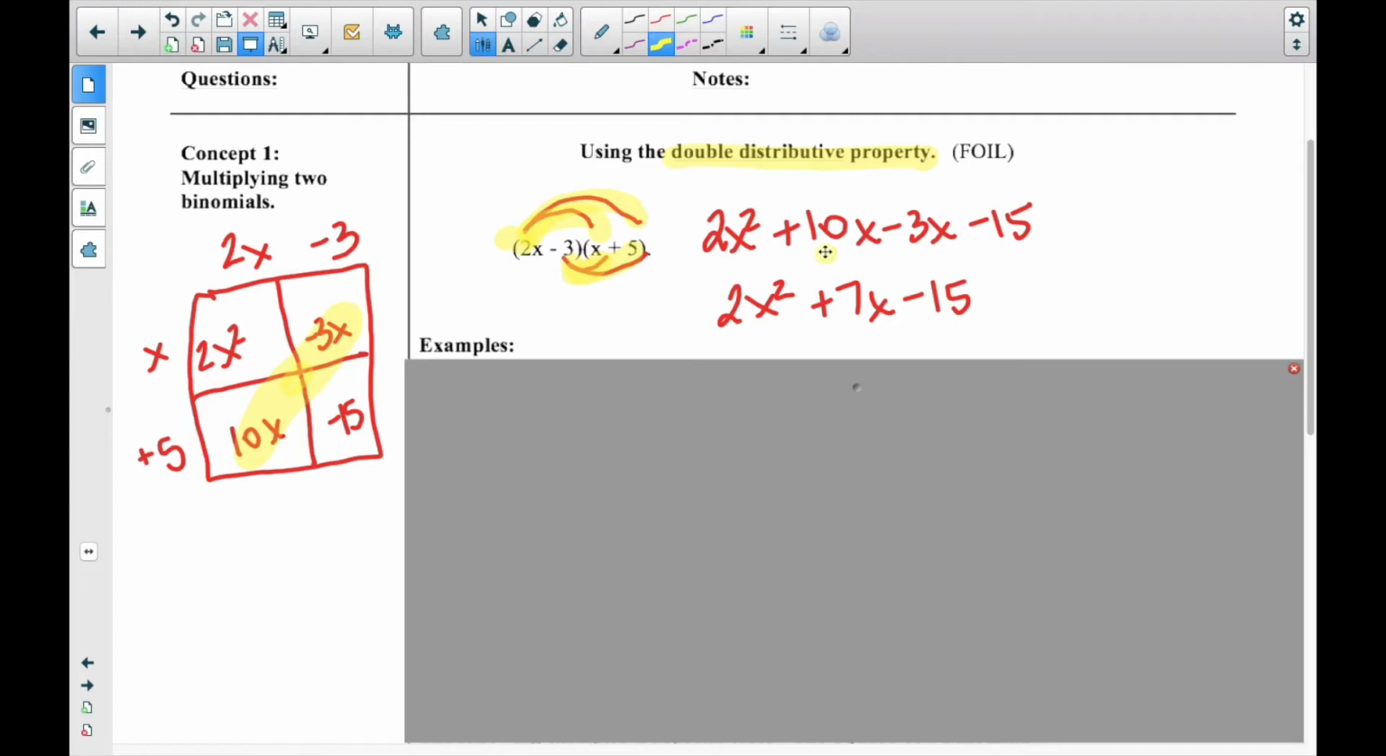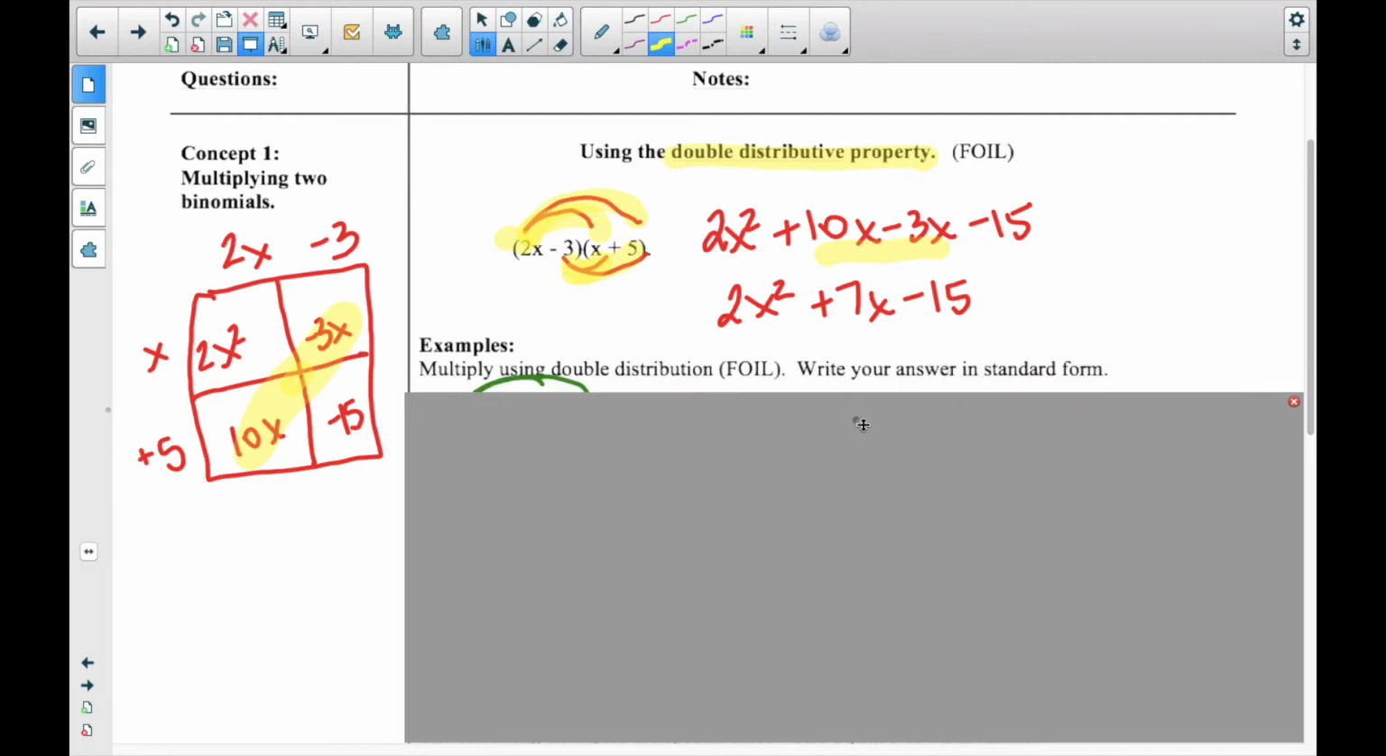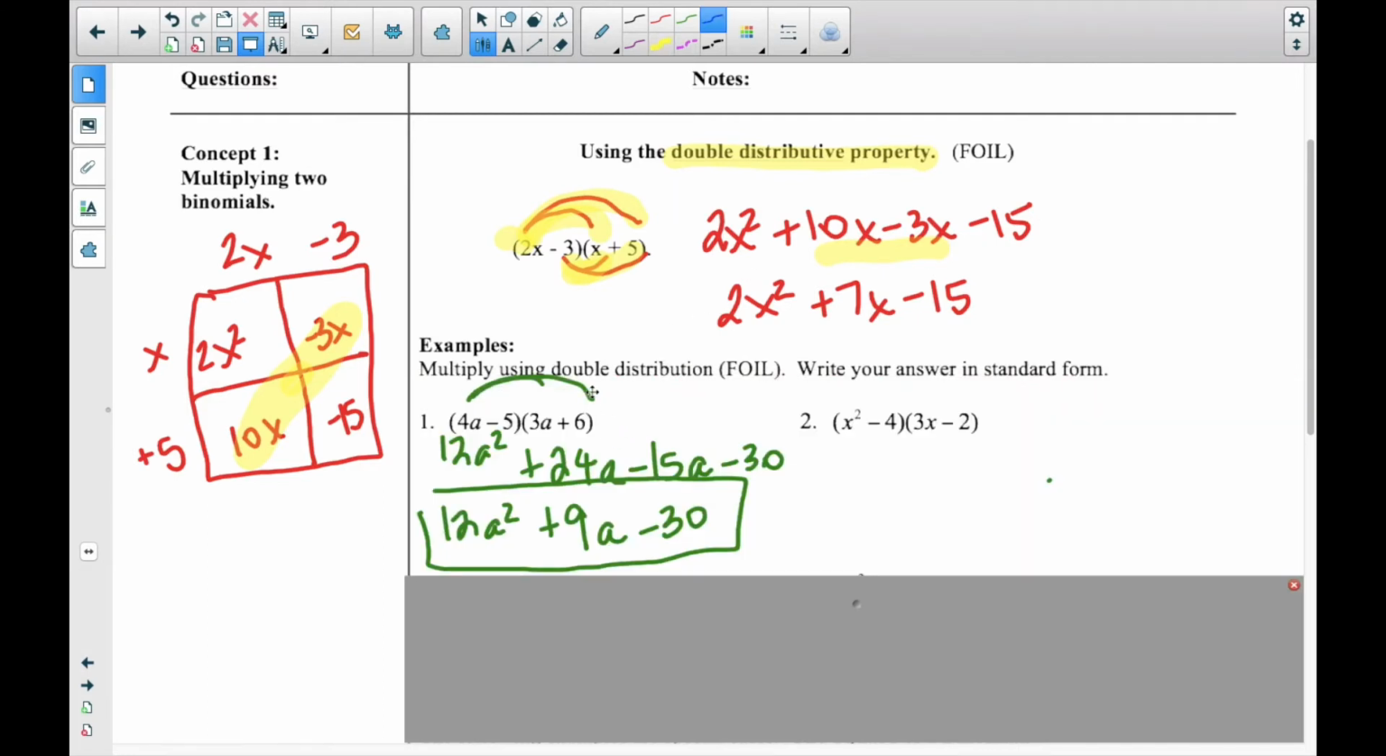And so then we still have to combine our like terms, so we add those up to 7x. So this is our answer, 2x squared plus 7x minus 15. Let's look at a couple more examples. So here is number 1.